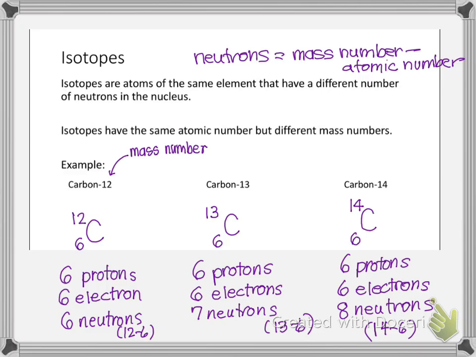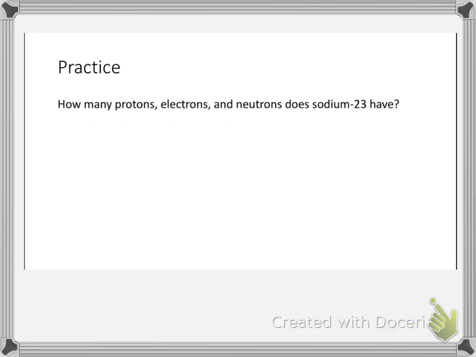All right, so I think I have some slides that we can practice this as well. So you can pause it and then try to answer. You will need a periodic table. Okay, so go ahead and pause. And it says, how many protons, electrons, and neutrons does sodium-23 have? Okay, so they're giving us here the mass number.